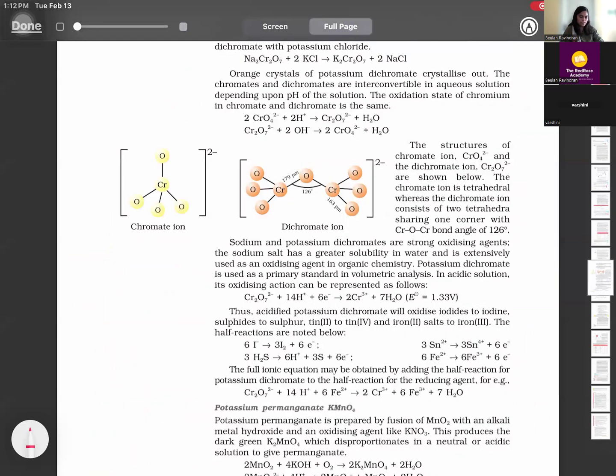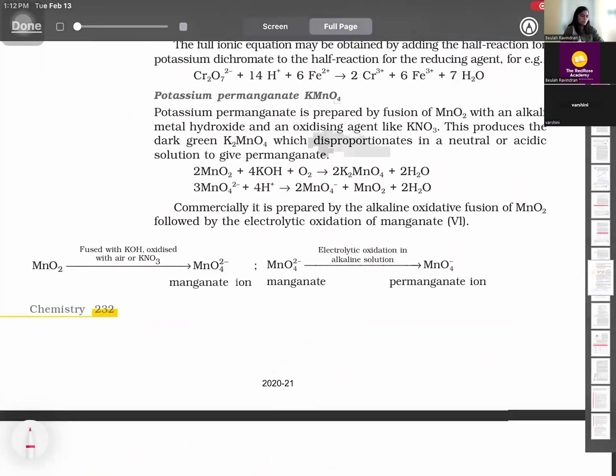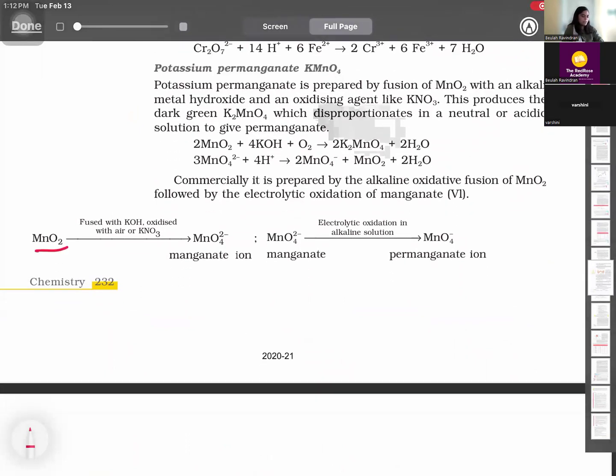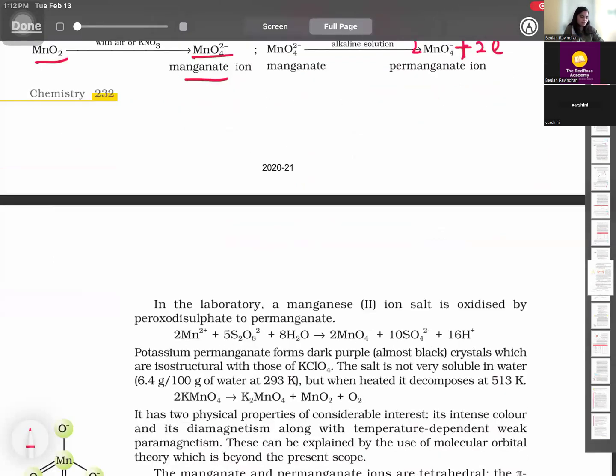So, this is what is discussed in this. First of all, MnO2 becomes MnO4 2 minus, right? Manganate ion. Then it releases 2 electron, right? 2MnO4 minus plus 2 electron it releases. Is it clear? This is oxidation, right? So we saw it in the presence of alkaline solution.